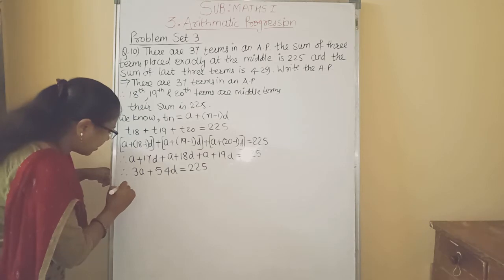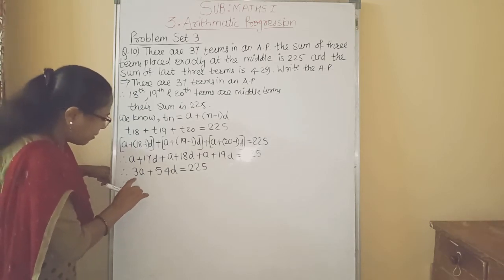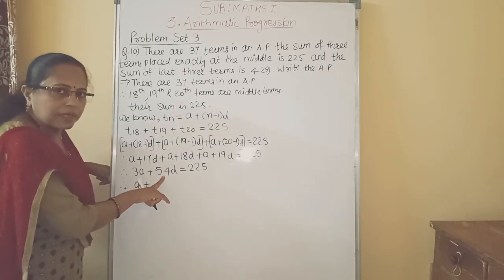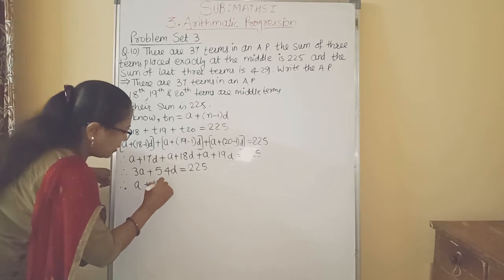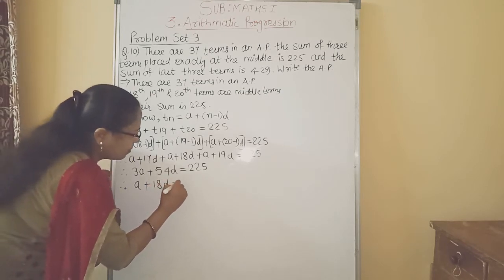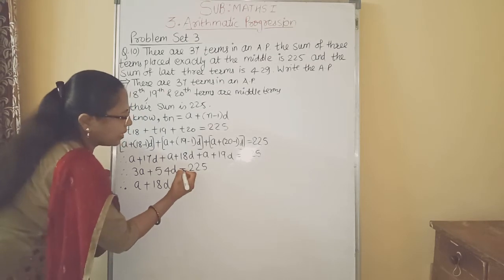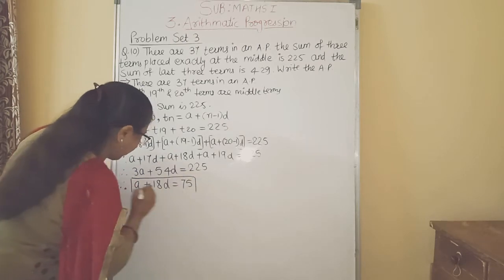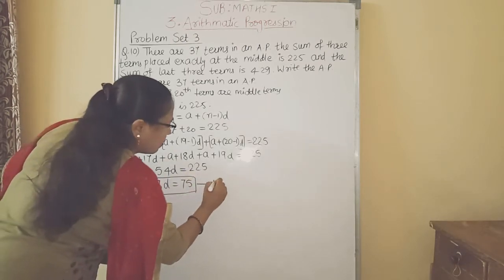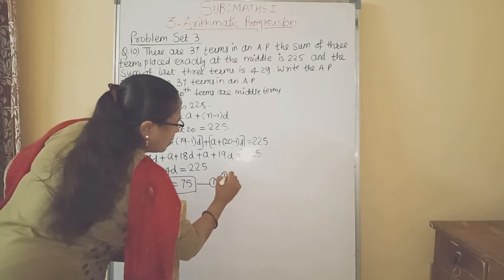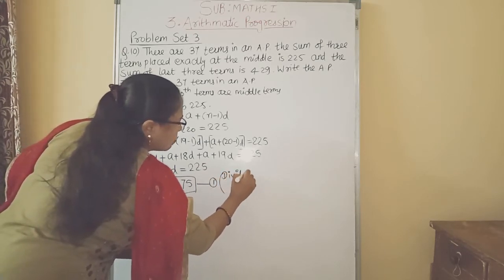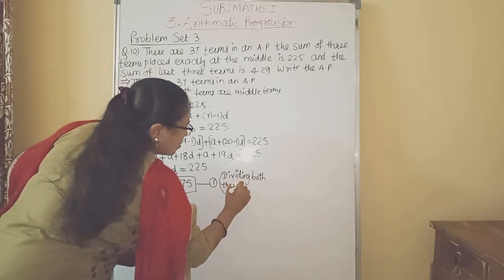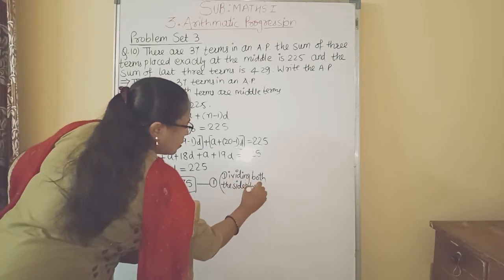Now if you observe the coefficient here, each term is divisible by 3. So if you divide it by 3, first term 3A divided by 3 we will get A. Now 54 divided by 3: 3 ones are 3, 3 eights are 24, 18D. And here 3 sevens are 21, 3 fives are 15, so 75. So here we got first linear equation in two variables. A plus 18D equal to 75. This is our first equation, and reason here we will write: dividing both the sides by 3.